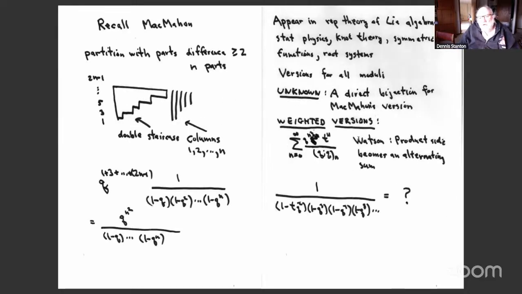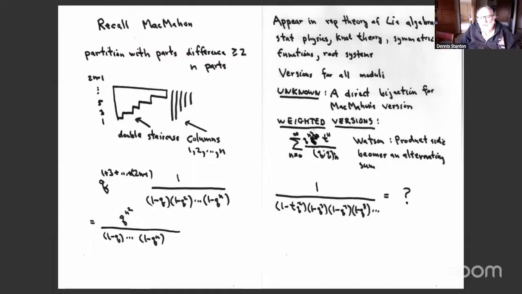So for this talk, I want to talk about weighted versions. I want to put some weights on the partitions. Well, one way to do it would be just to put in a little t to the n here on the sum. So you would weight the difference two partitions by t to the number of parts. That's what this would be.